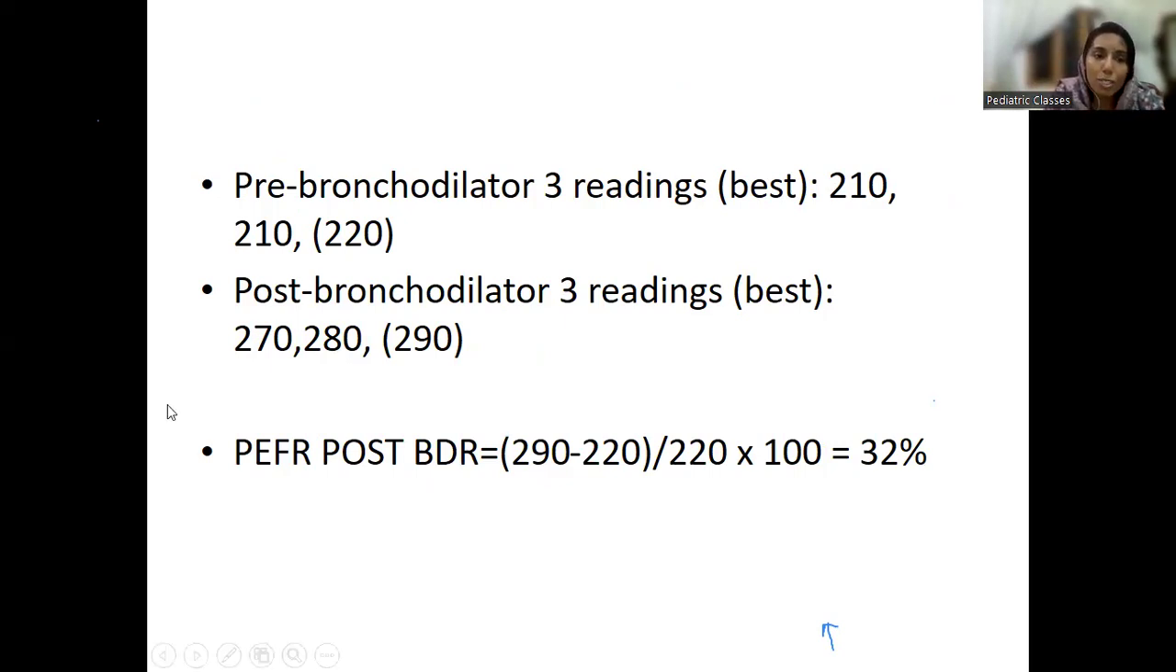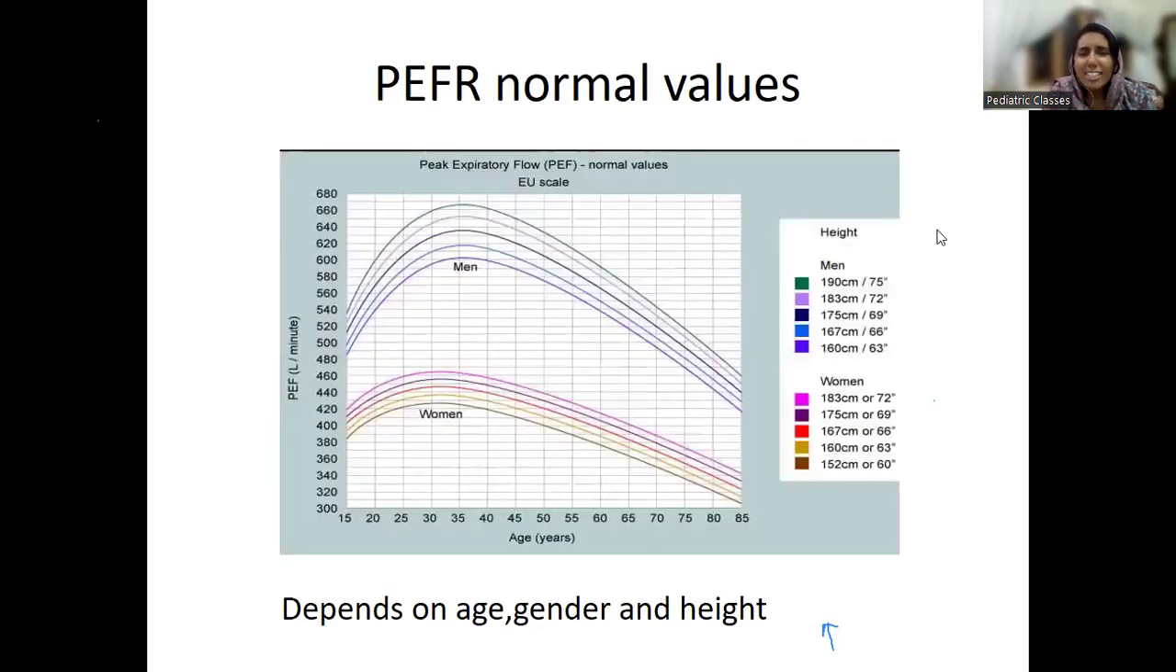Then I get 270, 280, 290. So what I have done is take the best of the pre-bronchodilator, that is 220, and the best of the post-bronchodilator, 290. So 290 minus 220, divided by 220, the pre-bronchodilator best value, into 100, comes to 32%. So the variation after a bronchodilator is 32%, which is more than 20%. So this is significant.